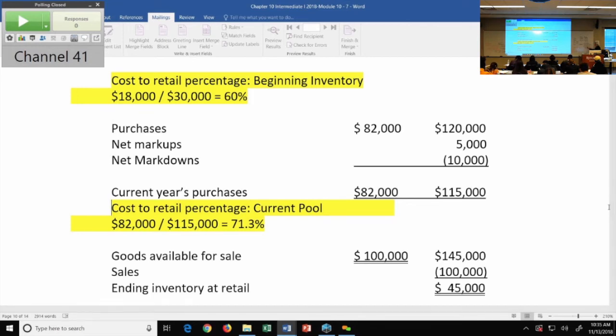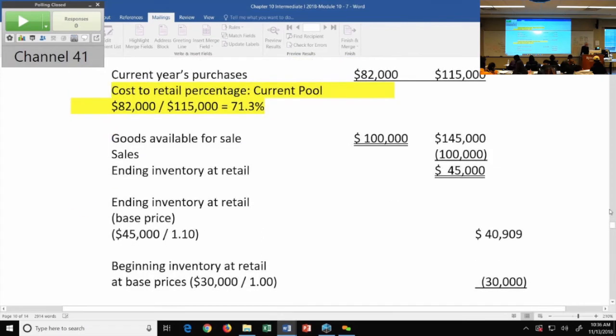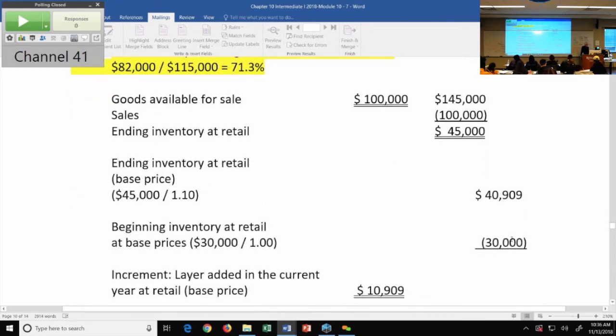We know that beginning inventory at retail doesn't change. And that's why I said if you were doing a problem with multiple parts, this number is never going to change. So if you sit there making up these schedules, it's kind of a waste of time because this number's not going to change. As long as I don't change anything else in the problem. But let's see what we need to do. I now have a base layer, an ending inventory, and a beginning inventory. So I've got to get the increment at base year prices.